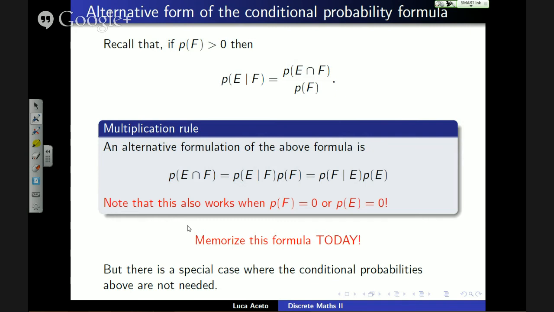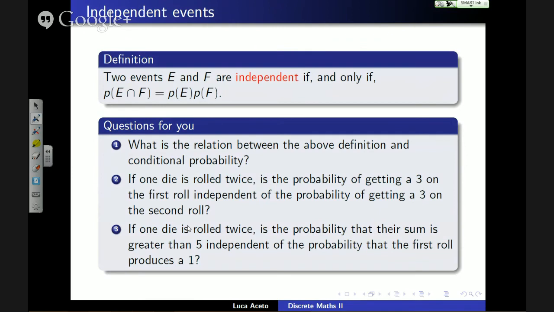Now suppose the outcome of the second experiment does not depend on the outcome of the first experiment. They are so-called independent events. So if two events are independent, then it turns out that the probability of the intersection of E and F is the product of the probabilities. That's why the probability of getting head-head is 1/4, because it's 1/2, the probability of getting the first head, times 1/2, the probability of getting the second head. The two are independent, so you can multiply the two probabilities.